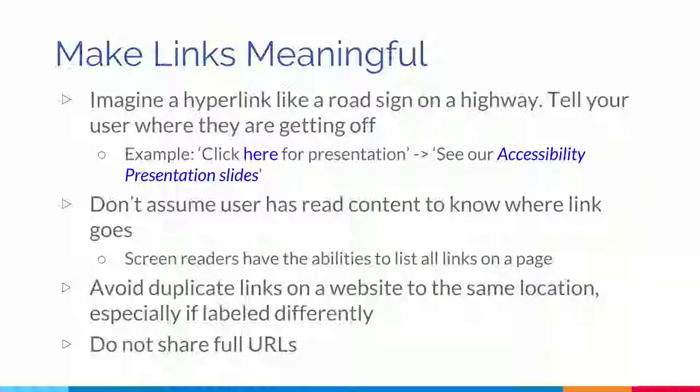Another big, not really a big problem, but something to look out for is duplicate links. You don't want to have multiple links on the website, especially with different labels that go to the same location. That can really confuse your users, but it also especially confuses your screen reader users. And redundant links can also really slow down a screen reader user.